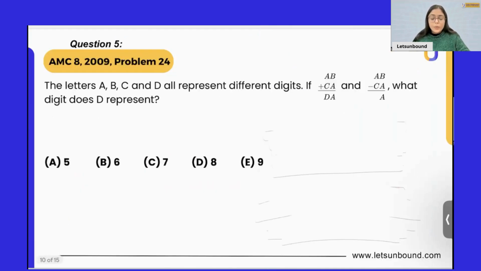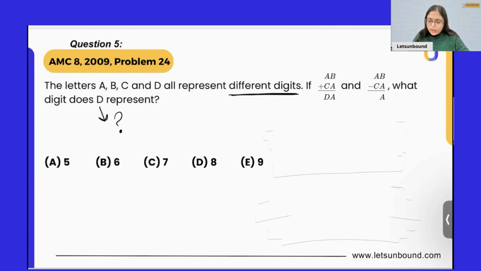All right. So we are here with our last question for today, which is from 2009, problem 24. And the question is all about some calculations based on addition and subtraction, where they have used four letters A, B, C, D, and all of them are representing different digits. So don't forget, they are all different digits here. And they're asking you what is D representing, right? So which digit D is representing? Is it 5, 6, 7, 8, or 9? So that is what we have to figure out.